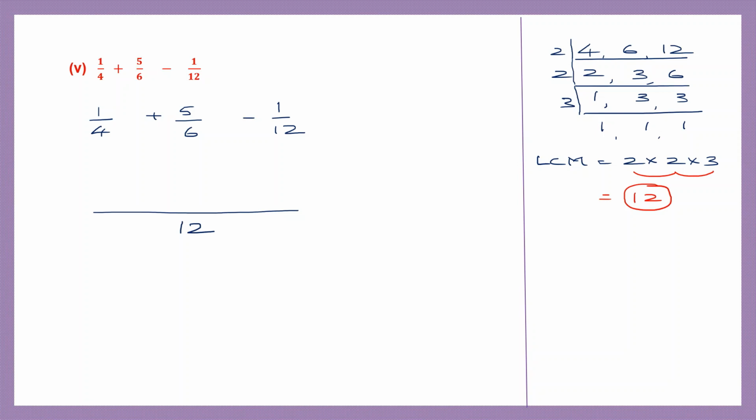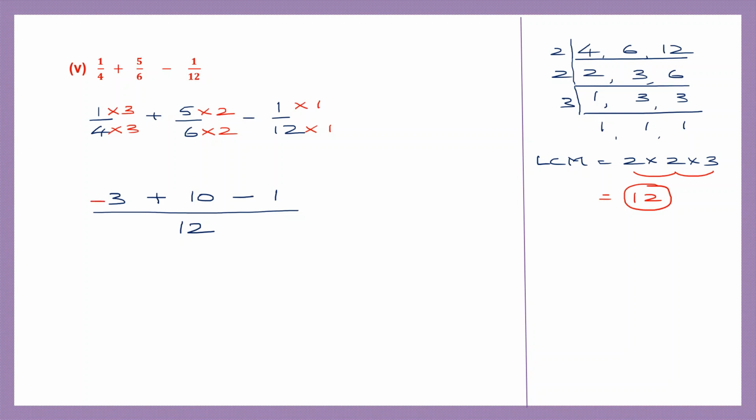So denominator is 12. Look at the first fraction. The denominator is 4. 4 into 3 is 12. So we multiply 1 also by 3. 1 threes are 3 plus, go to the next one. Next denominator is 6. 6 into 2 is 12. So we multiply 5 into 2. 5 twos are 10. Next one. The last fraction, denominator is 12 and 12 ones are 12. So we multiply this by 1. 1 ones are 1. So here we have 3 plus 10 minus 1.